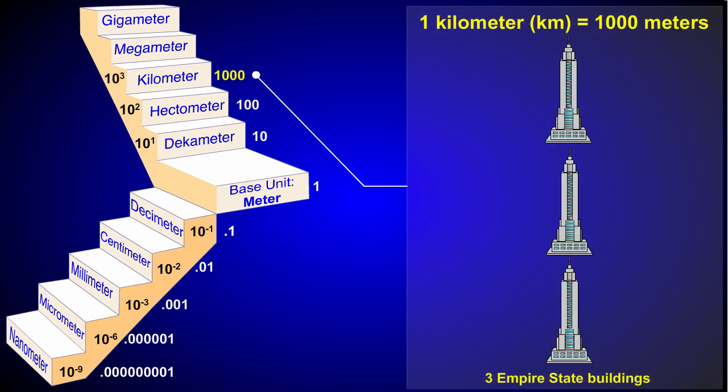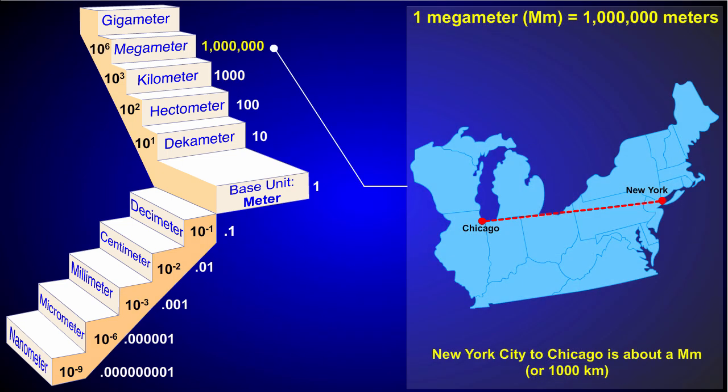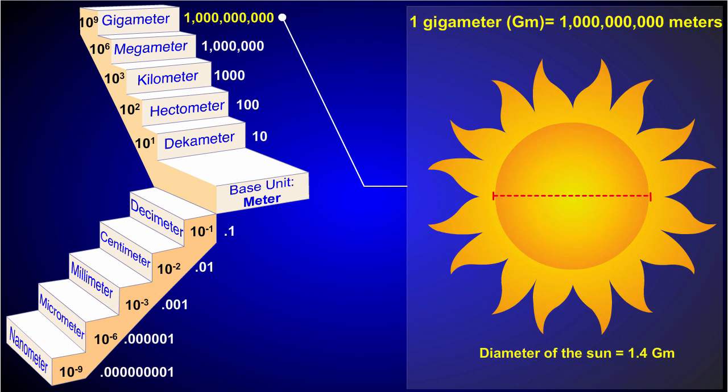Kilometers are 1,000 times larger than a meter, or about the height of 3 Empire State Buildings stacked end to end. A megameter is 1,000,000 times larger than a meter, or the equivalent of 1,000 kilometers. The distance from New York City to Chicago is a little over a megameter. A gigameter is equivalent to 1,000,000,000 meters. The mean diameter of the Sun is about 1.4 gigameters.